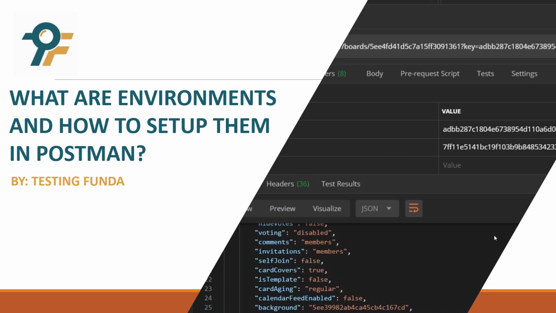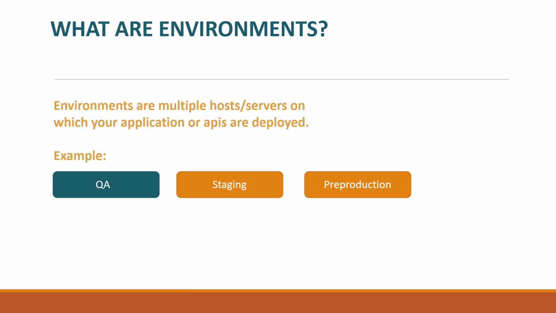So let's begin. What are environments? Environments are basically multiple hosts or servers on which your application or APIs are deployed. For instance, your application or APIs are deployed on 3 servers and you are calling them QA, staging and pre-production. In this particular case, we call them environments.